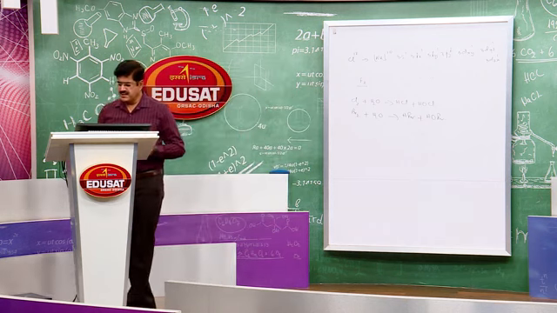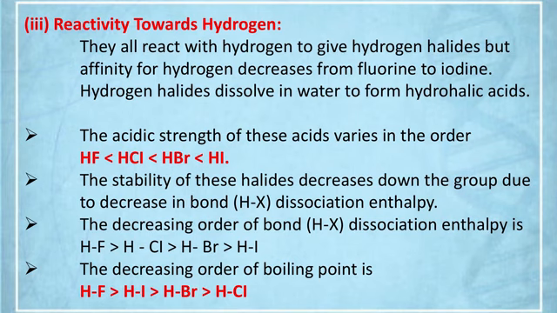This is oxidizing behavior. Coming to reactivity towards hydrogen. All these elements react with hydrogen to form hydrohalic acids like hydrochloric acid, hydrobromic acid, hydrofluoric acid, hydroiodic acid. They react with hydrogen at ordinary conditions to form hydrohalic acid. Fluorine, the most reactive element, reacts with hydrogen explosively, even in the dark.